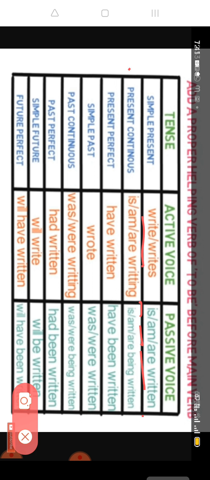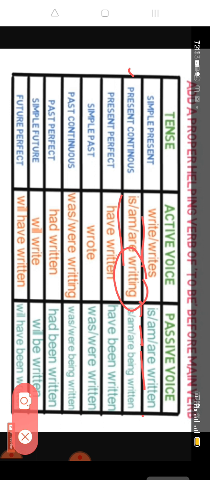If the tense would be continuous, then the helping verb would be is, am, are plus the ing form of the verb. Then we would change it into is, am, are plus being. Actually students, we don't need to avoid the ing form. We will add it with be plus ing. So the passive form of is writing, am writing, and are writing would be changed into is being written, am being written, or are being written.